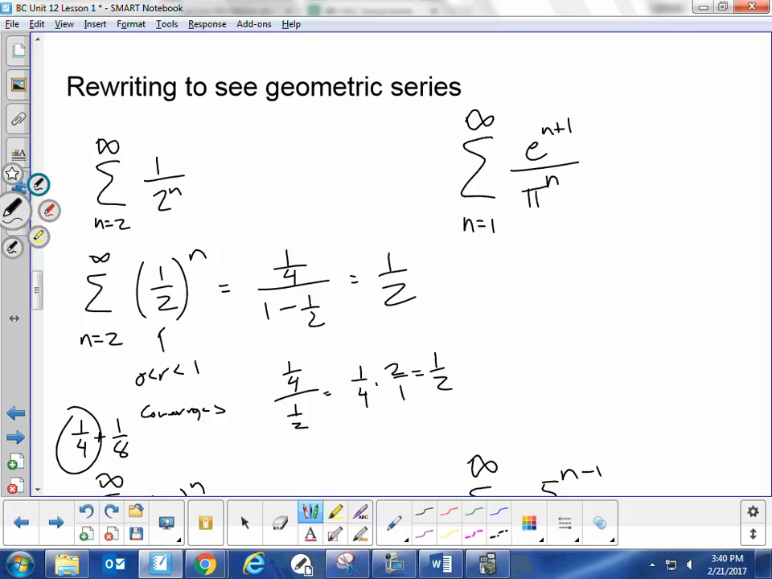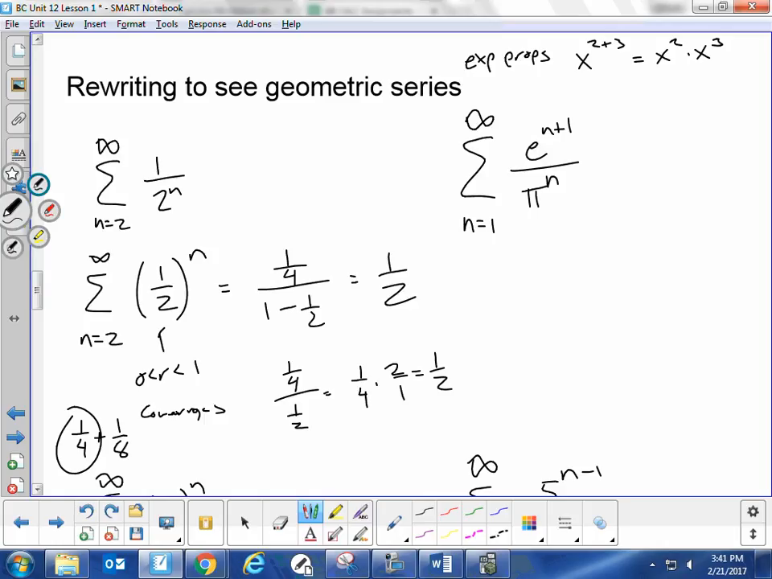Okay, let's look at this guy. This does not appear to be a geometric series. It's written as just a series with different powers of n. But we need to recall some exponent properties. If I have x to the 2 plus 3, I know I can write that as x squared times x cubed.